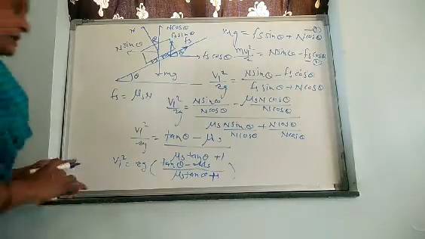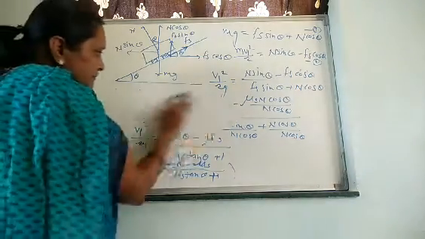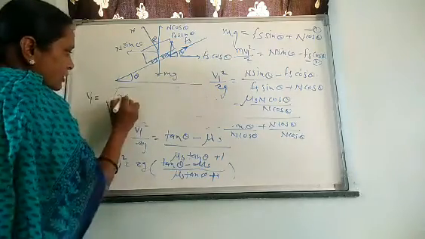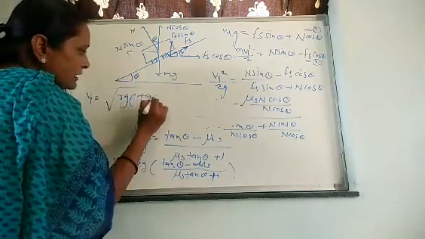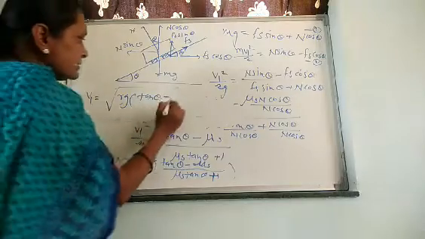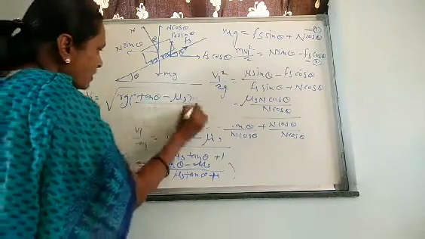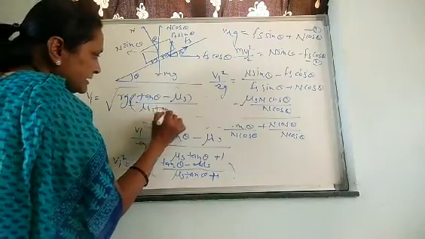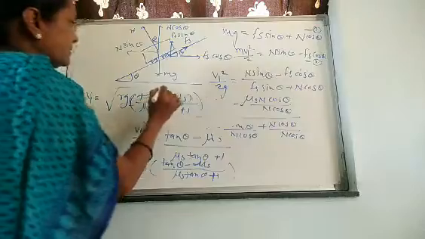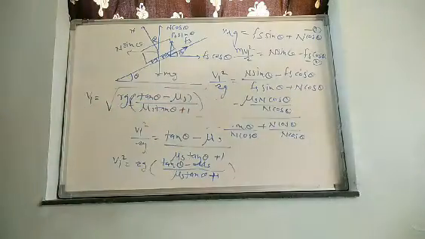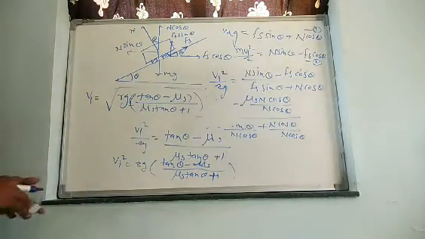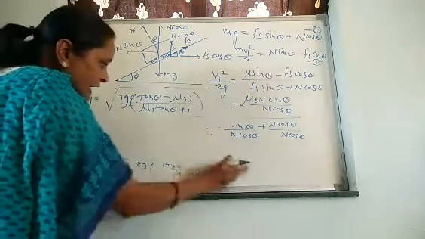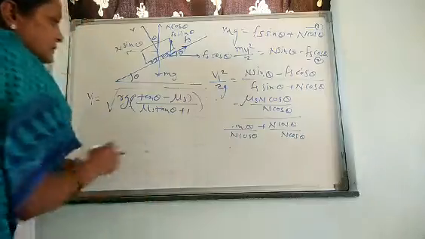Here we can write this equation as v1 is equal to under root rg into tan theta minus mu s upon mu s tan theta plus 1. This is the expression for lower speed limit. That means v1 is equal to under root rg tan theta minus mu s upon mu s tan theta plus 1.